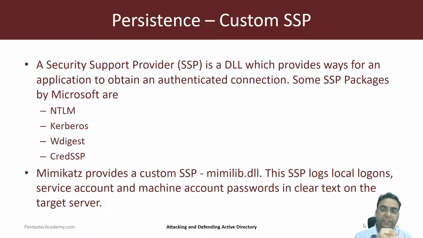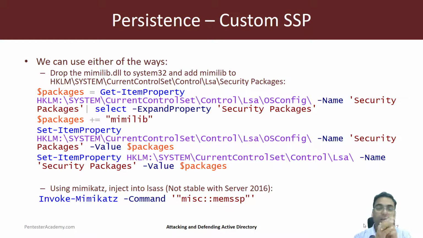So the idea is clear, right? Because SSPs are DLLs, we can implement our own DLL from Mimikatz, which does interesting stuff for us. The normal authentication still works when this is implemented, but what we get is all the local logons, interactive logons, passwords for service accounts, machine account passwords, etc., logged in clear text onto the target server. How do we implement it? There are two ways of using it.